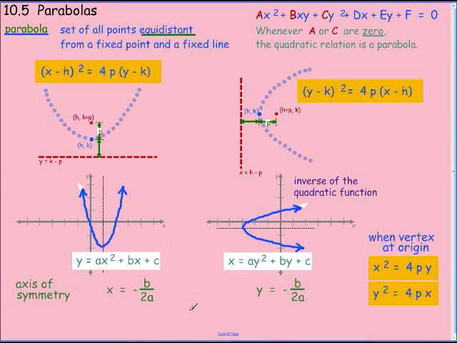Well, here's a little summary for us. Here's how you define a parabola geometrically. Remember, using locus: it's a set of all points equidistant from a fixed point known to us as the focus and a fixed line known to us as the directrix. Whenever A or C are 0, the quadratic relation is a parabola. You can find your axis of symmetry using this little formula here.